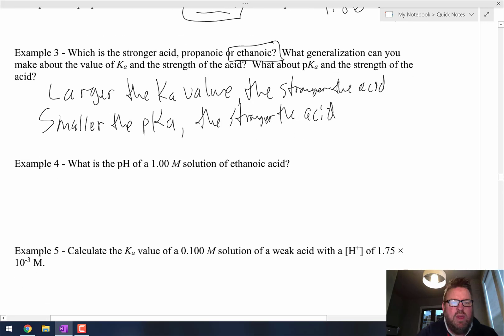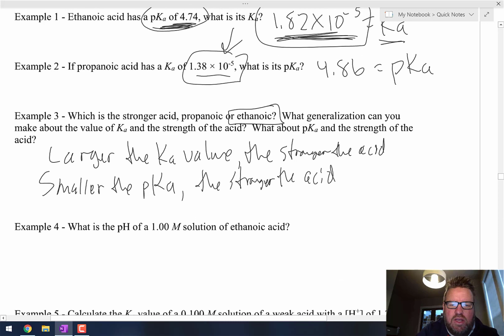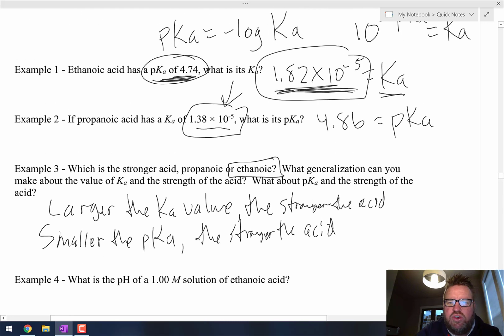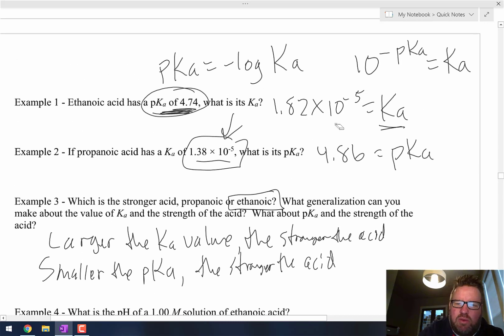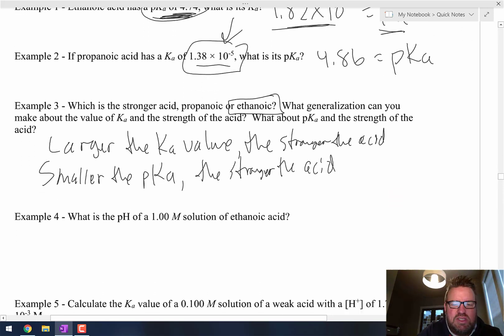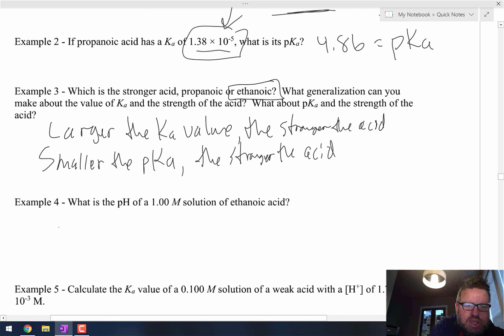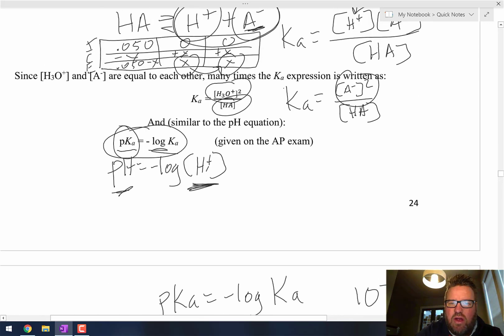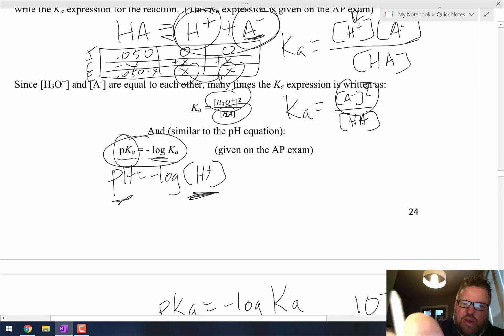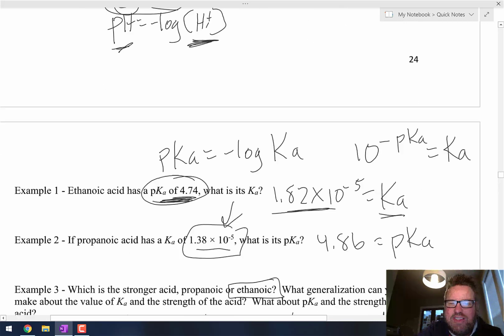Okay? So example 4, now we're going to actually apply some of the stuff that we just used before. So what is the pH of a 1 molar solution of ethanoic acid? The first thing we're going to need is the Ka value, which is 1.82 times 10 to the minus fifth. So we're going to take 1.82 times 10 to the minus fifth. And again, remember this equation up here, I'm going to start doing these a little bit quicker, just to skip the ice table part of it.